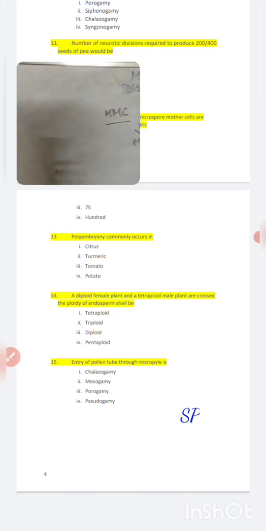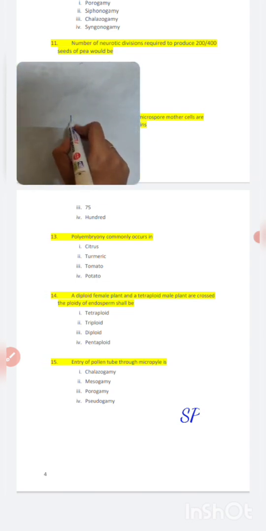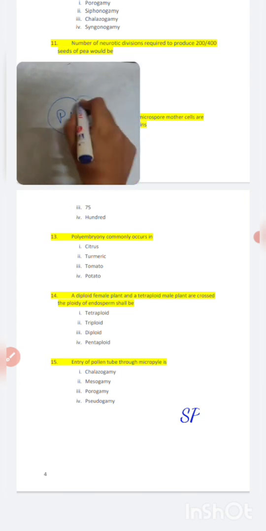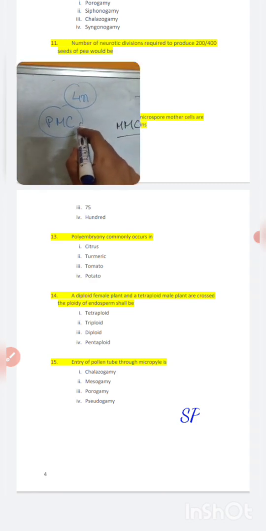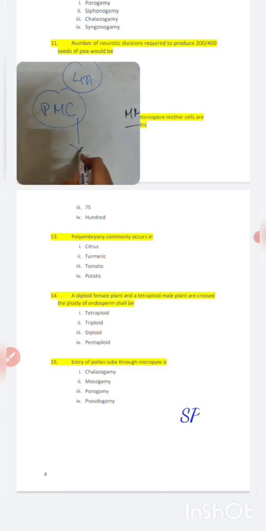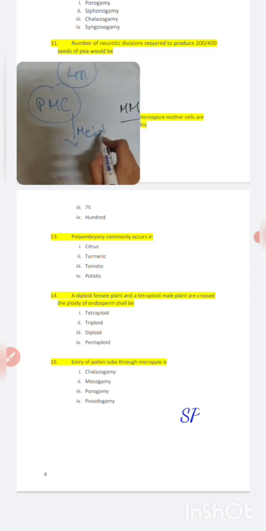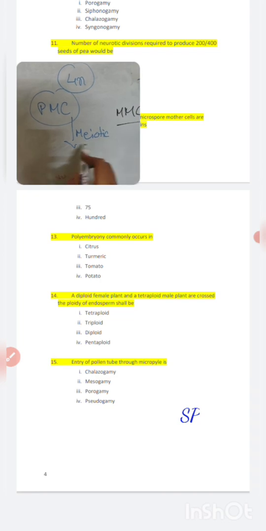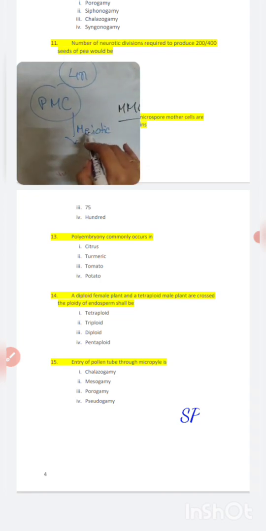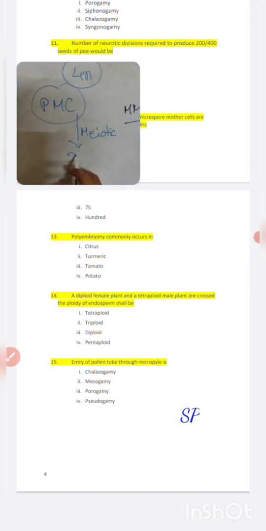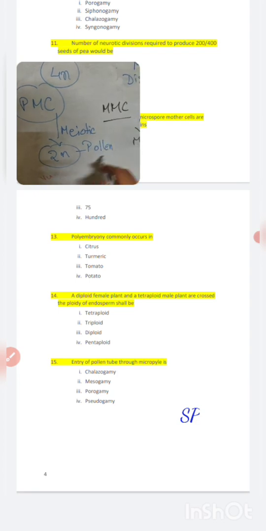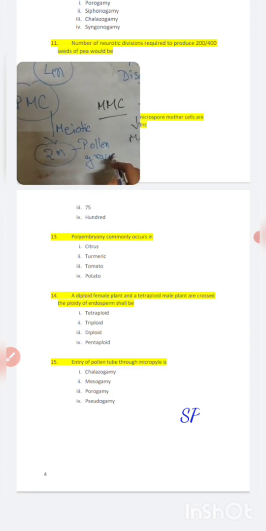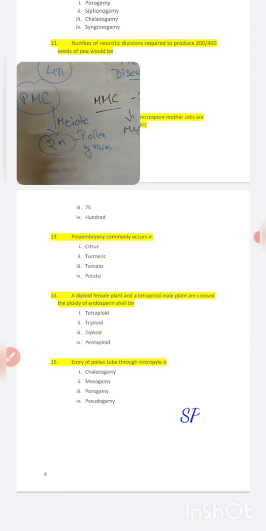Tetraploid means, student, obviously the male pollen mother cell has a ploidy level of 4n. It undergoes meiotic division, which is the reductional division. So all the pollen grains that will be formed will be halved, that means half of 4n will be 2n. So 2n will be the ploidy level of all pollen grains. Now what will happen? They will fuse together. The question is, what will be the ploidy level of the endosperm?